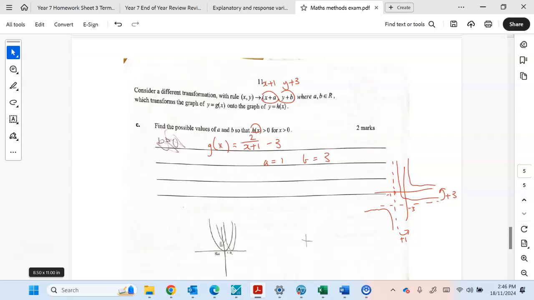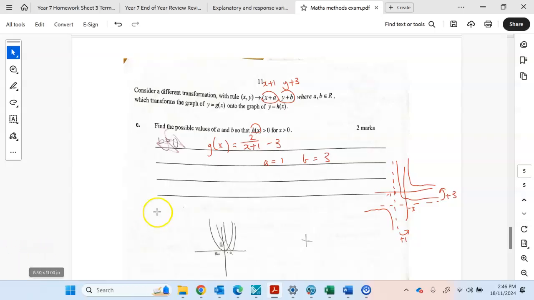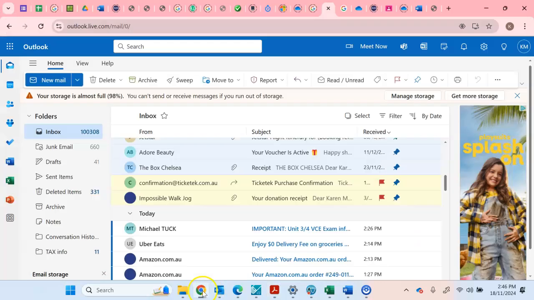So basically what we're doing is we're translating the graph to the right one, like I've shown, and moving it up 3. Now, just because I want to show you on a graph, so let's just have a quick look at Desmos if you want to.